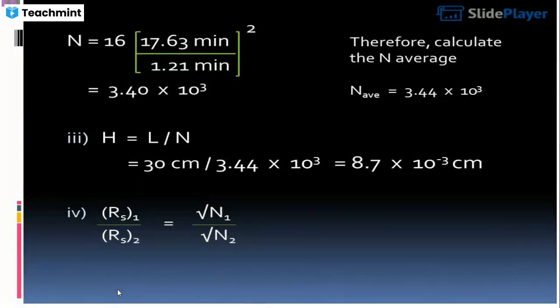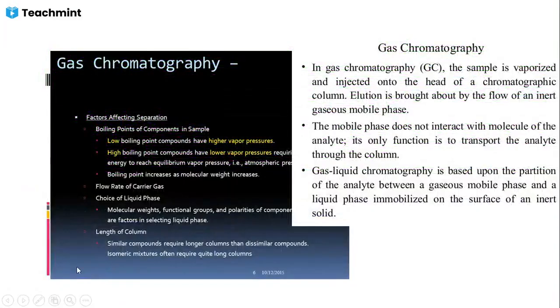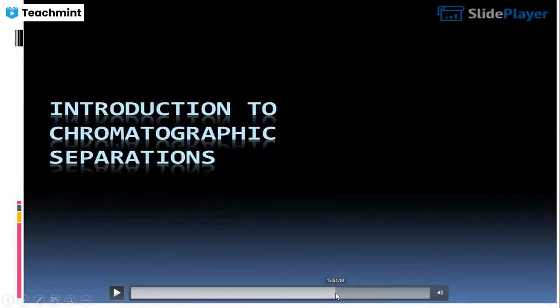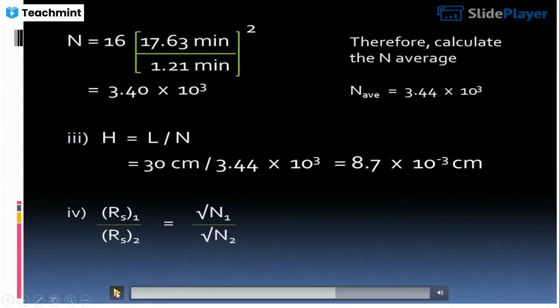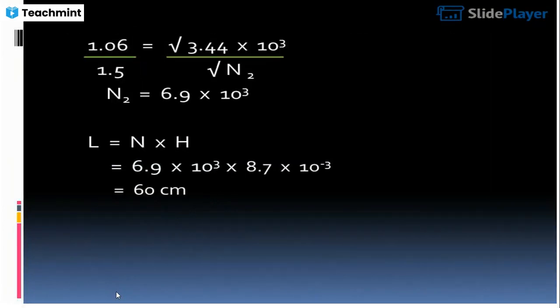Rs1 over Rs2 equals root N1 over root N2. Therefore, 1.06 over 1.5 equals root 3.44 times 10 cubed over root N2. N2 equals 6.9 times 10 cubed. L equals N times H equals 6.9 times 10 cubed times 8.7 times 10 to the minus 3 equals 60 centimeters.